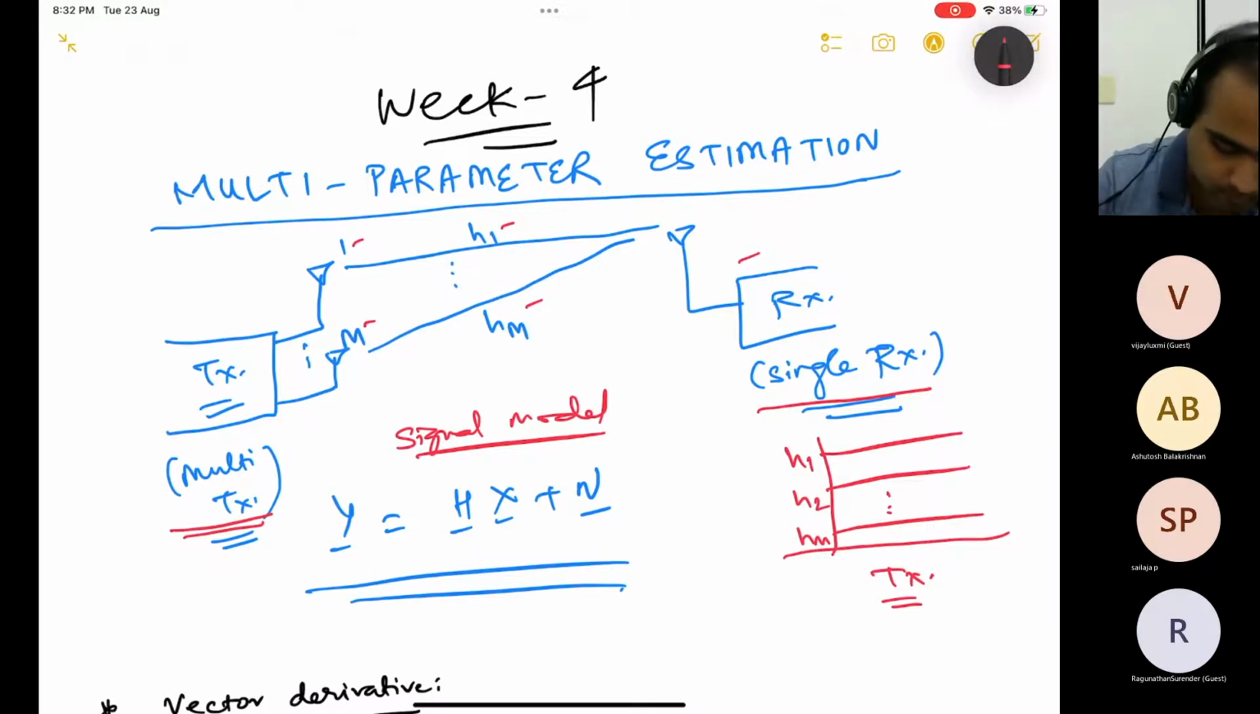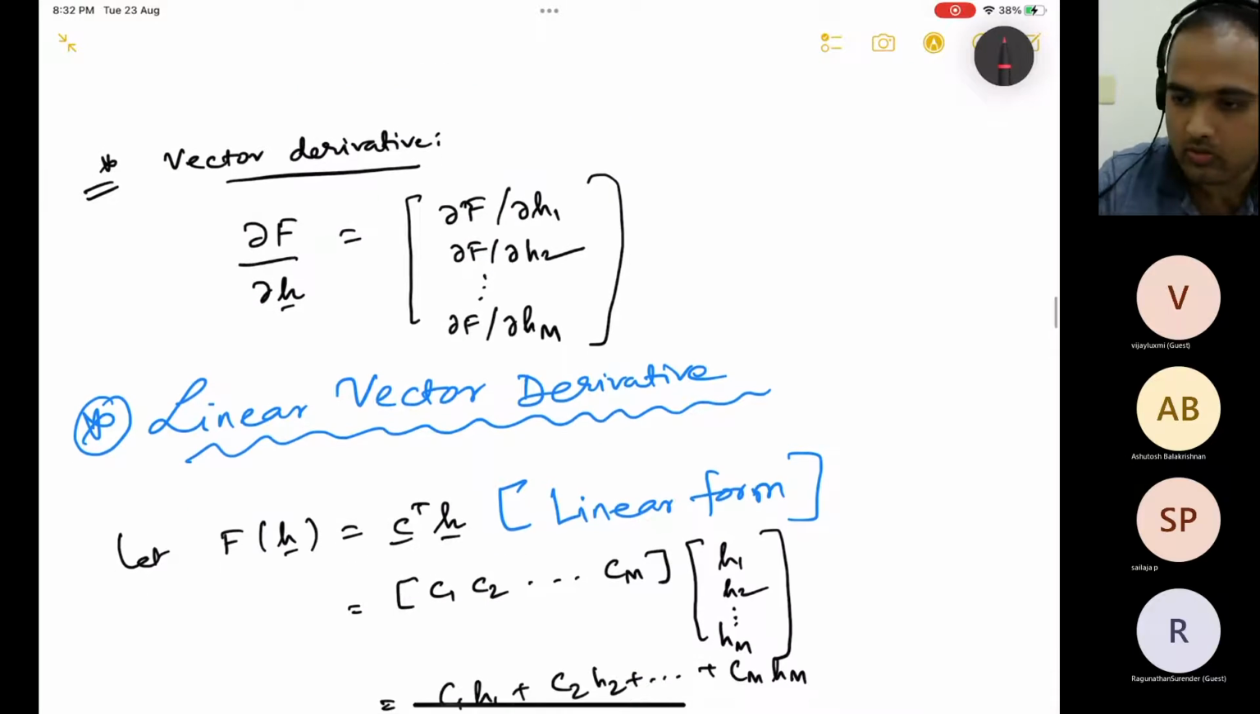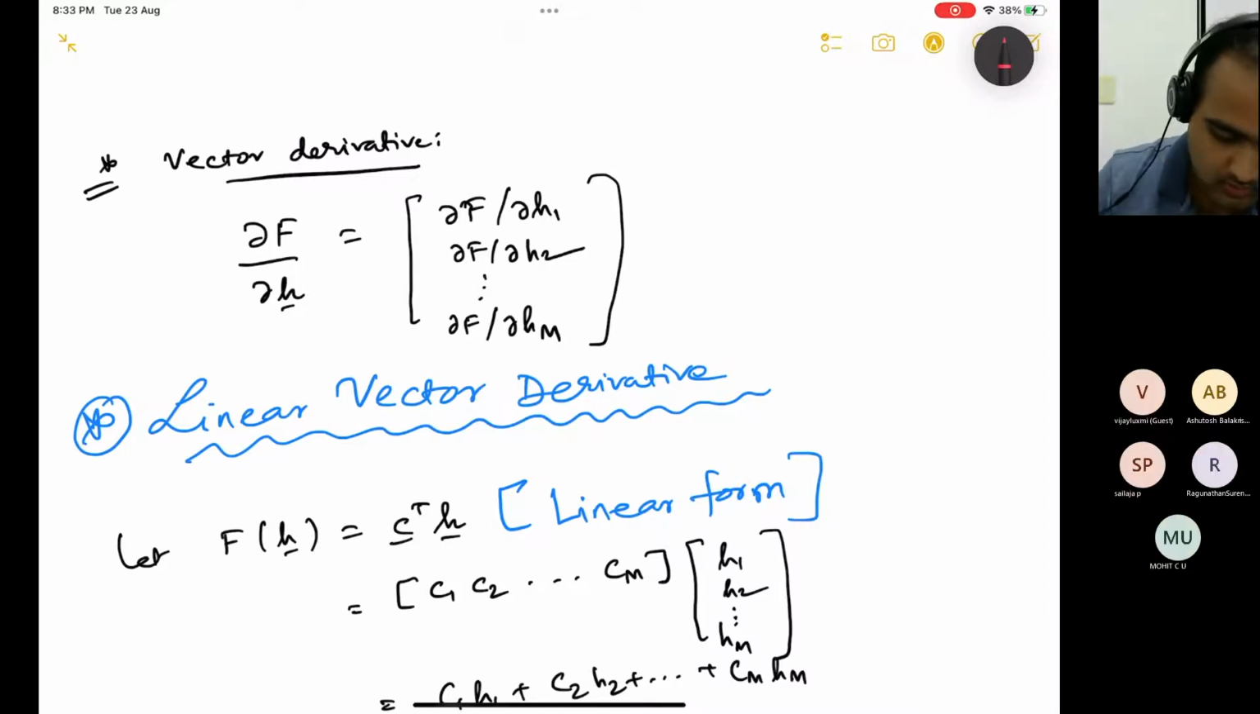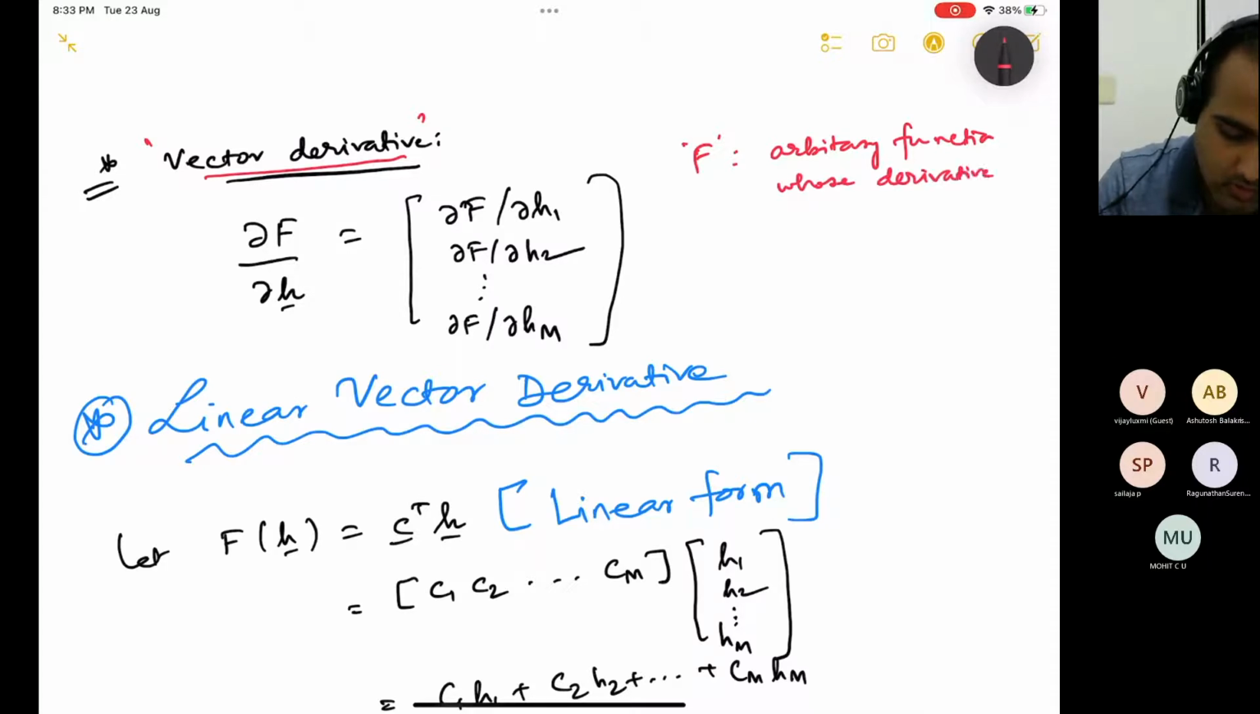in this case. So before we proceed to the channel estimation, there are a few important vector derivatives whose knowledge is necessary. So we will be seeing those vector derivatives and how they will be useful in the channel estimation. Okay. So let f be an arbitrary function whose derivative needs to be computed.